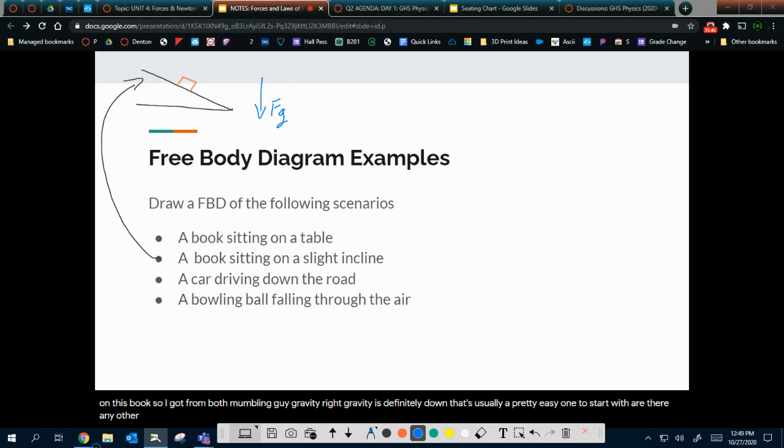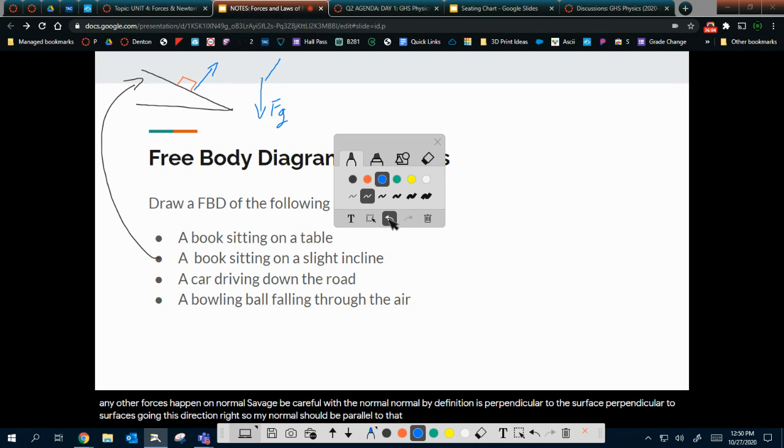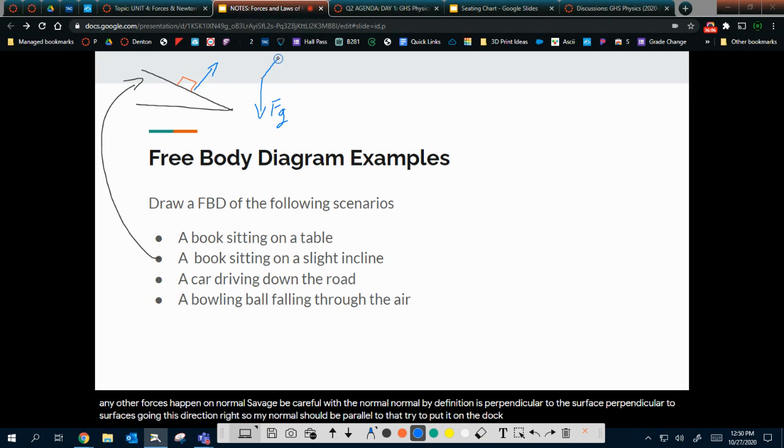Are there any other forces acting on it? Normal. So now we have to be careful with the normal. Normal, by definition, is perpendicular to the surface. So that means the normal, perpendicular to your surface, is going this direction, right? So my normal should be parallel to that. I'm going to try to put it on the top. That's a little bit better. So that's the force of normal. Again, is it exactly opposite gravity? No. And that's important to note.